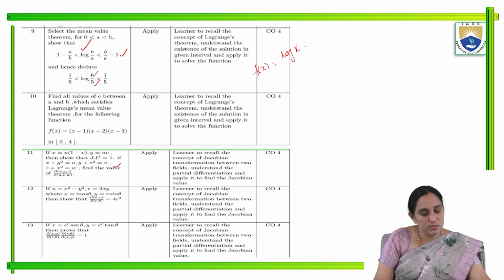And the 13th question: if x is equal to e power r secant theta, y is equal to e power r tan theta, then prove that dou of xy by dou of r theta into dou of r theta by dou of xy is equal to 1. This also comes under the Jacobian. Go through it according to these conditions and formulas. Dou of xy by dou of r theta means x, y in terms of r, theta. And the second part, dou of r theta by dou of xy, means r, theta written in terms of x, y. If you multiply those two, it is definitely equal to 1.